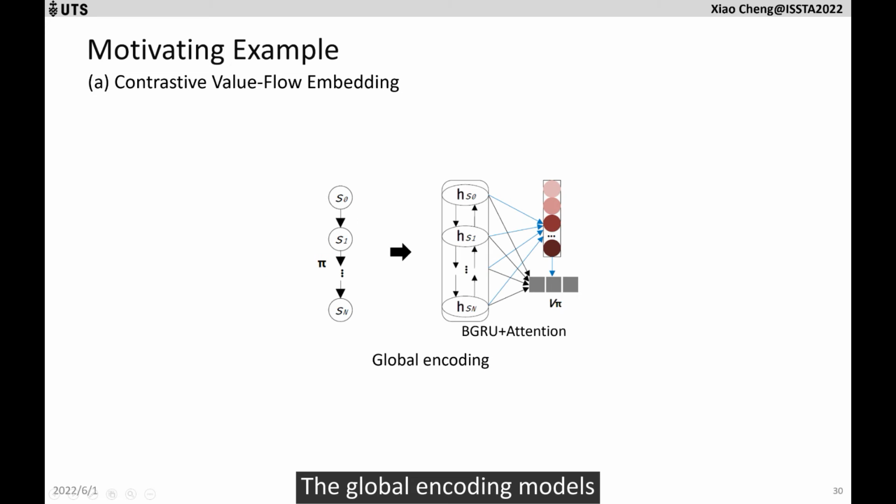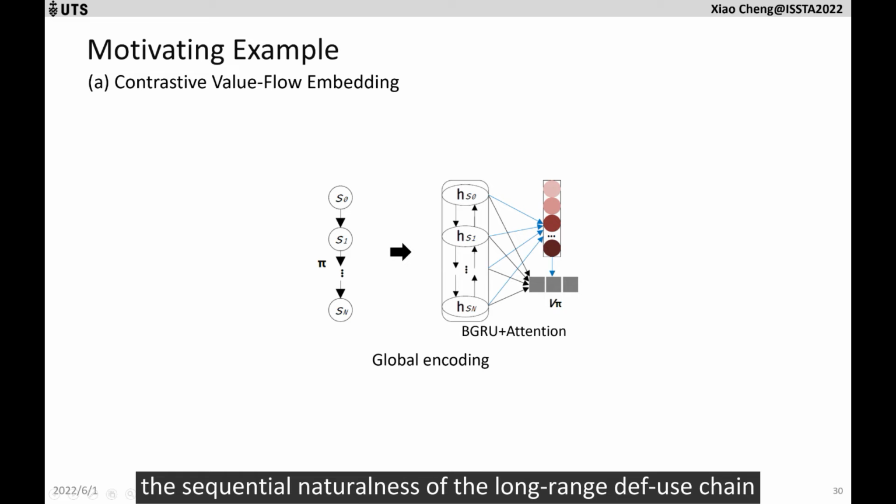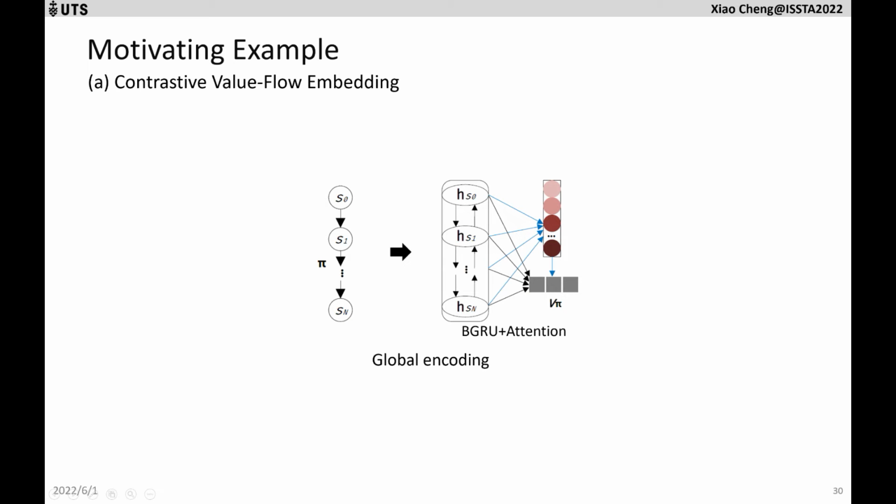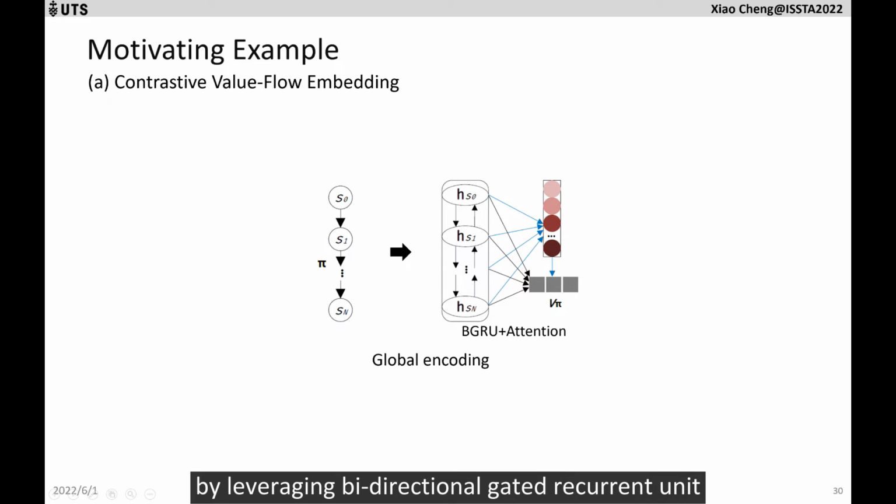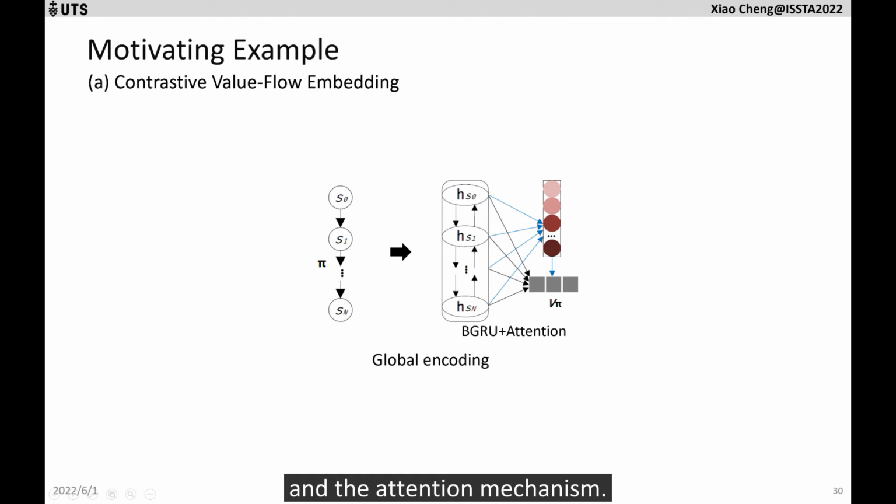The global encoding models the sequential naturalness of the long-range define-use chain on a value flow path by leveraging a bidirectional gated recurrent unit and the attention mechanism.